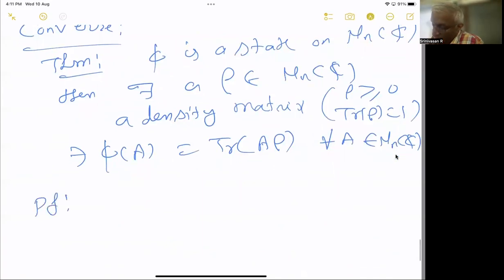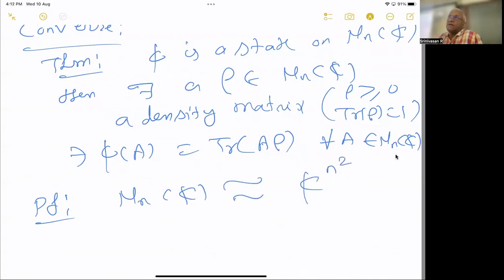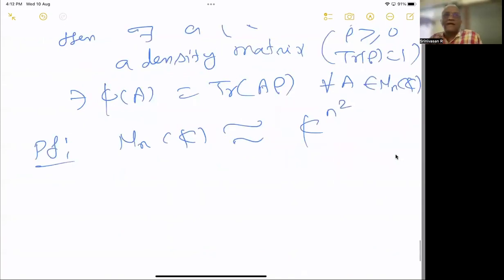Proof. We have M n C, which is a vector space. Okay, I identify this with C n square, right? This is C n square. Now C n square has an inner product. Okay, and any linear functional on C n square is given by that inner product. If you have any inner product space, it's true in general also. At least you should know it for finite dimensional spaces. If you have C n, for example, any linear functional. So suppose, I mean, this is a fact.